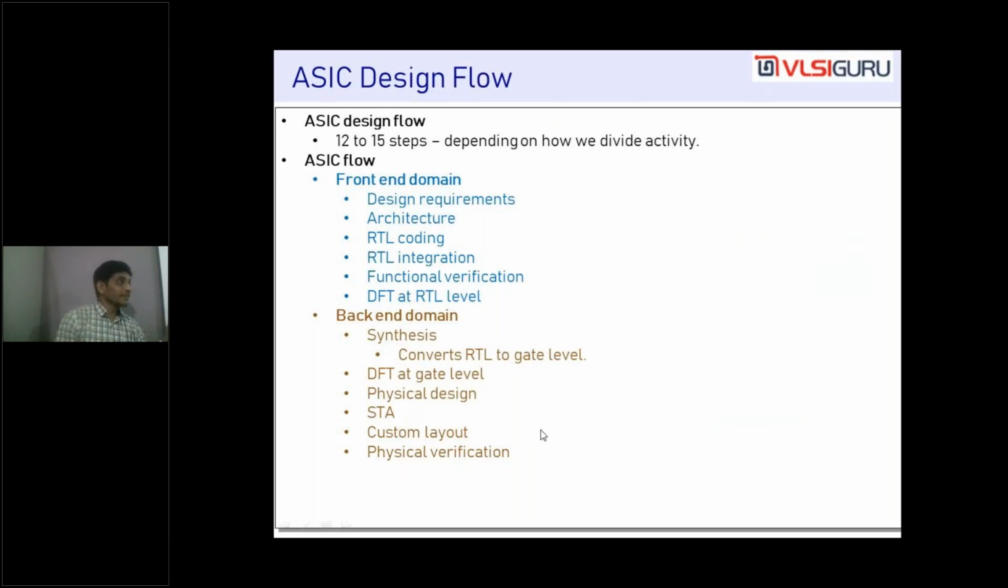Now, as I said, everything is important, but again, who is more important? Tell me. Architecture. Always architecture is most important. Once this is done, what is the next step? There is something called as GDS2 extraction.